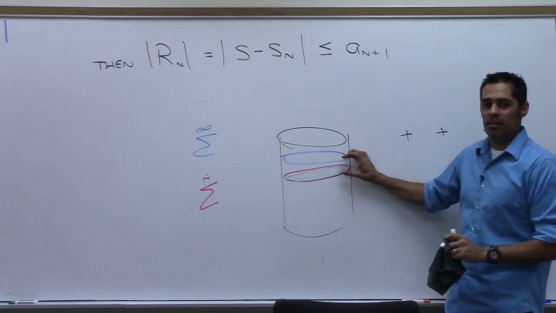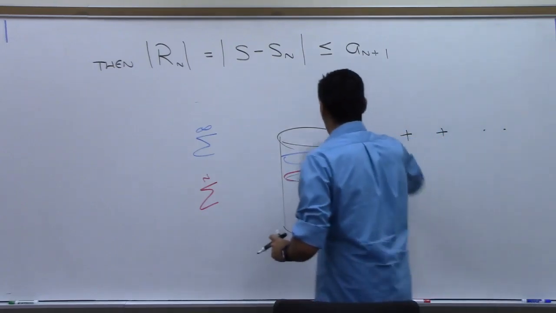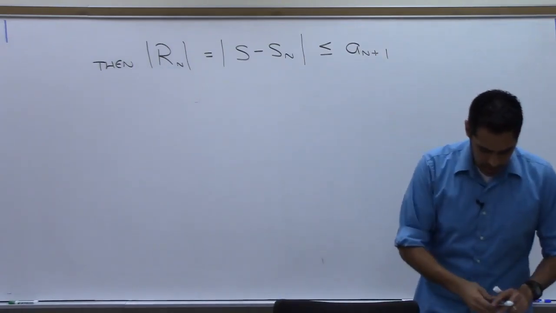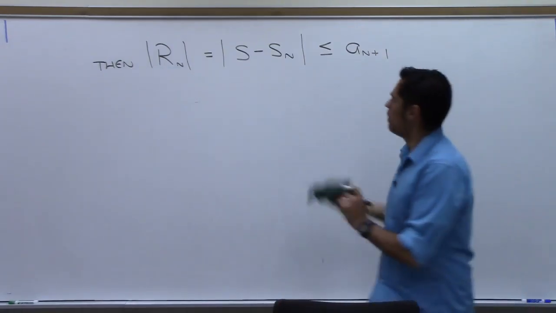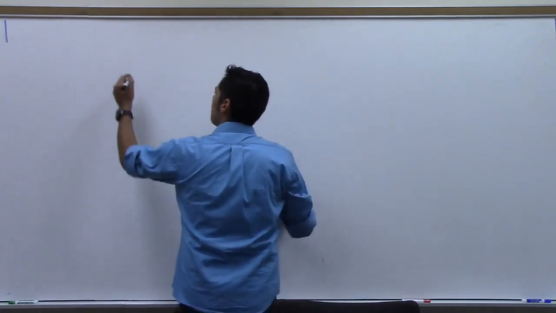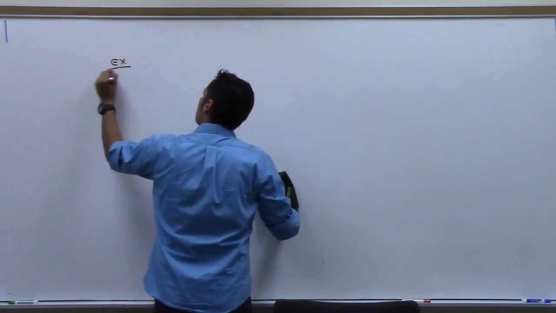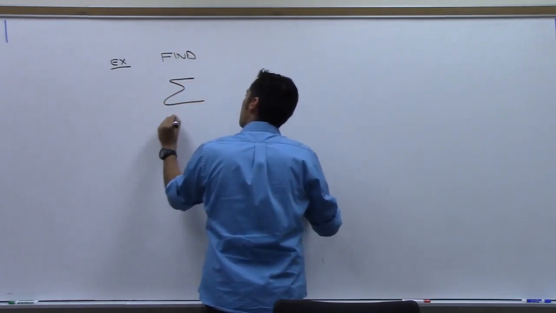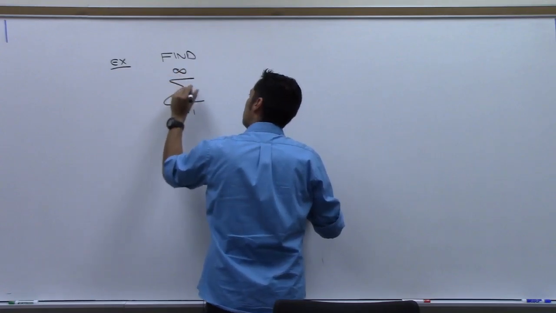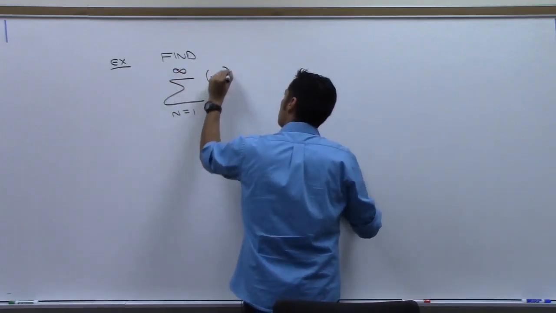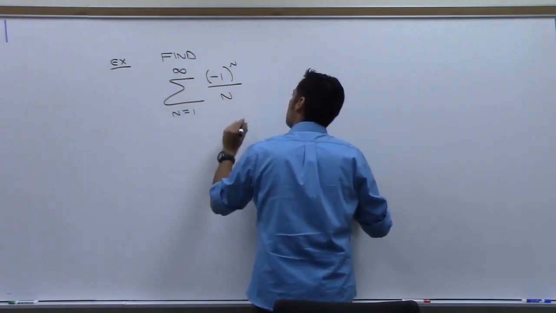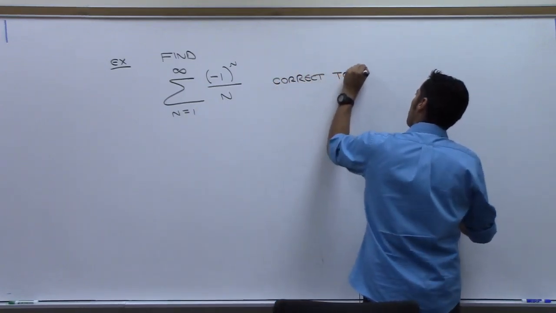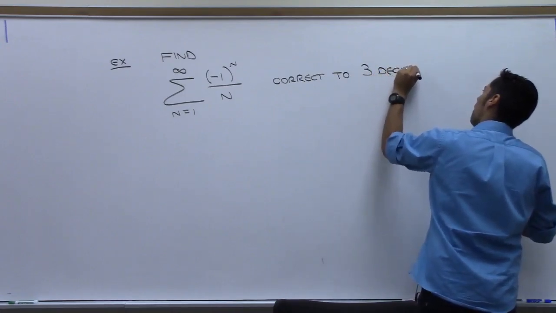It's crazy to think of this. Yeah, okay, but I'm going to not do that. Let's just do an example. All right, find the sum n equals 1 to infinity of negative 1 to the n over n, correct to 3 decimal places.